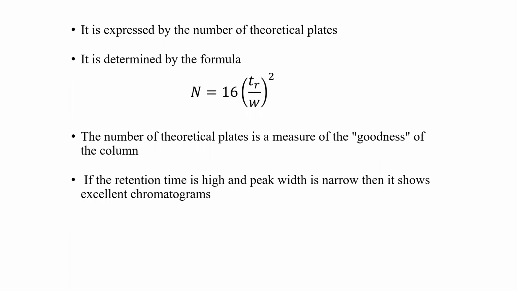This column efficiency is generally expressed by the number of theoretical plates, and it is determined by the formula n is equal to 16 tR squared divided by W squared, where tR is the retention time and W is the width of the peak. The number of theoretical plates is the measure of the goodness of the column. If the retention time is high and the peak width is narrow, then it shows an excellent chromatogram.